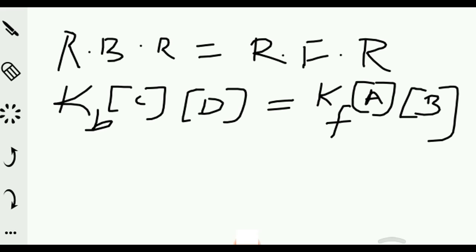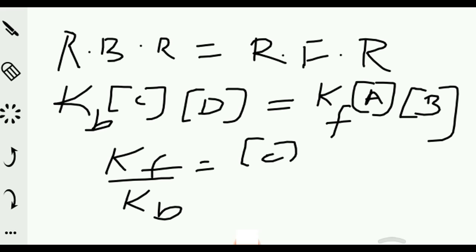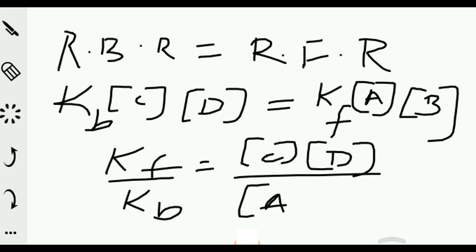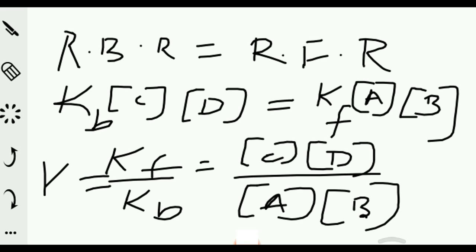Taking the concentration terms to one side and the constant terms to the other side, we get Kf by Kb is equal to concentration of C into concentration of D by concentration of A into concentration of B, where these concentrations are equilibrium concentrations. By dividing the two constants we get another constant, that is Kc, which is known as the equilibrium constant.